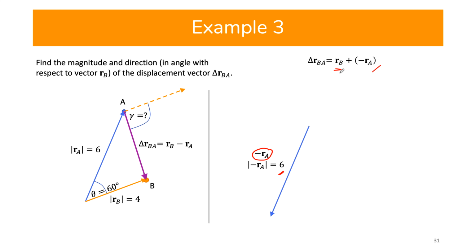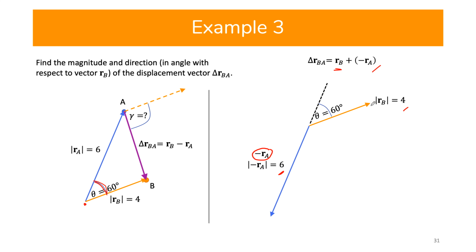The second one, RB, where would it be? It remains the same. So what I'm going to do is translate its tail so that it's attached to the tail of minus RA, like so. When I translate it, the magnitude remains the same, 4. What about this angle? Where would it be in the new picture? I just need to continue drawing this line a little bit with a dashed line. And this is the same angle, right? You can see it graphically. It's the same angle. So this is 60 degrees.